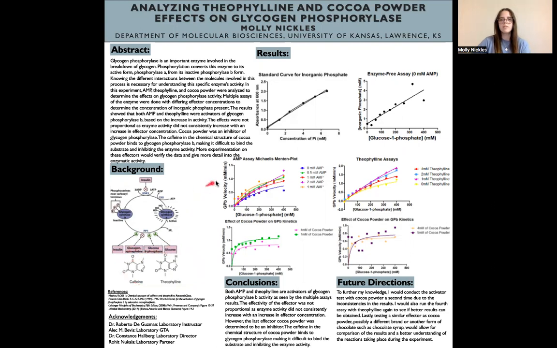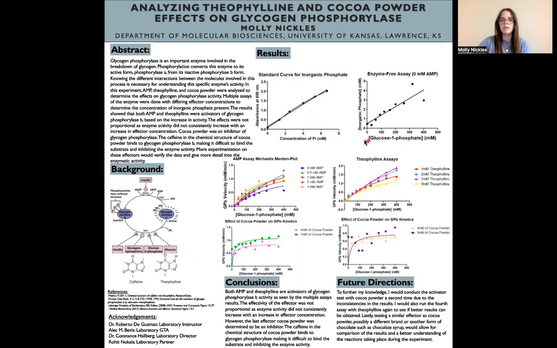The first step in this experiment was to generate a standard curve for inorganic phosphate. This first graph in the results section shows that standard curve. This plot can be used later on in calculations for determining the activity of glycogen phosphorylase B.